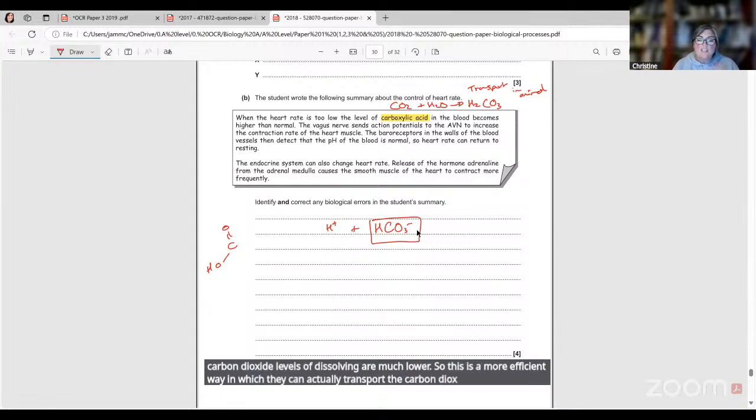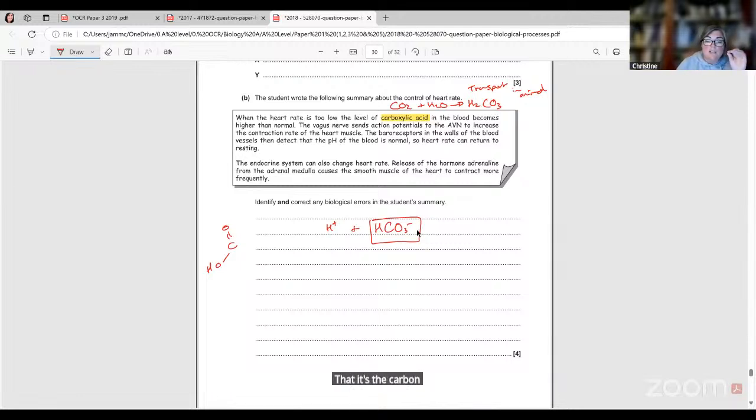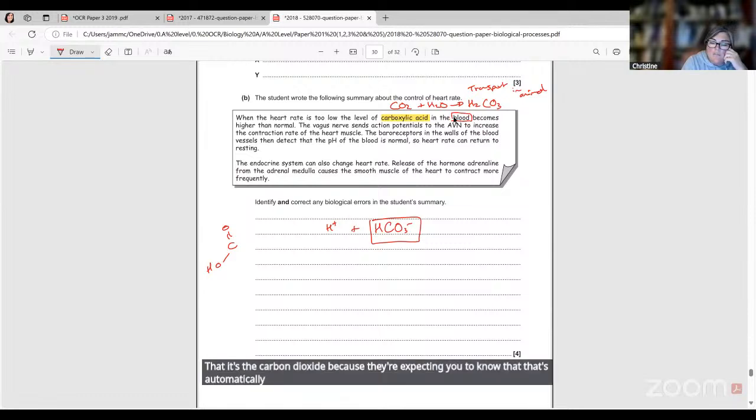So that's the reason you can't say that it's the carbon dioxide, because they're expecting you to know that it's automatically going to be converted, because it's in the blood, into your carbonic acid. No problem. That's the whole point in these sessions.